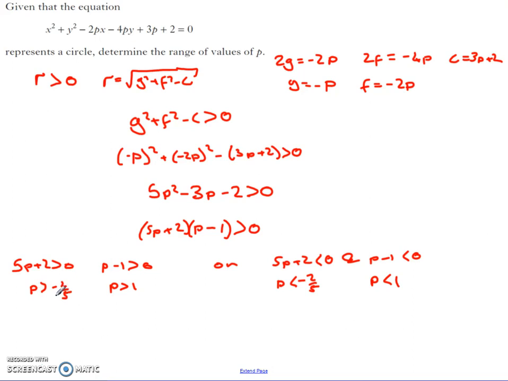Well, if I do this and I say, for example, p is equal to 0, I get a positive bracket and a negative bracket. Multiply them together, I get a negative answer, so it doesn't work. So p can't be just bigger than -2/5. But if I go a bit further and say it has to be bigger than 1, so let's say p is equal to 2, I get a positive bracket and a positive bracket, which gives me a bigger than 0 answer. So that is one of the conditions I have to satisfy.